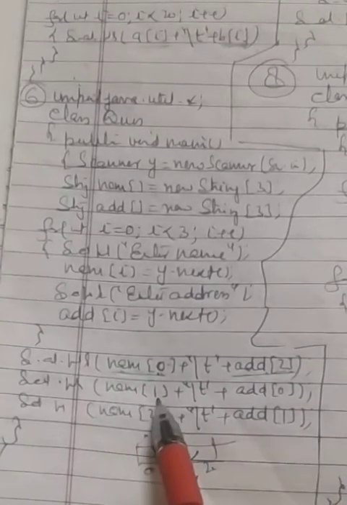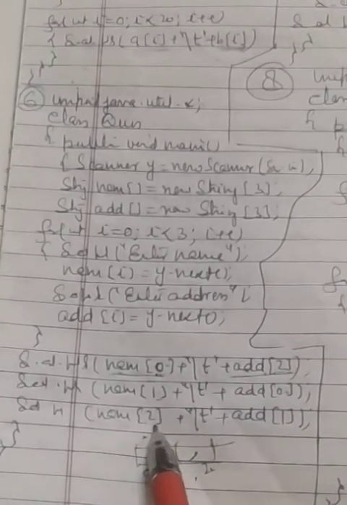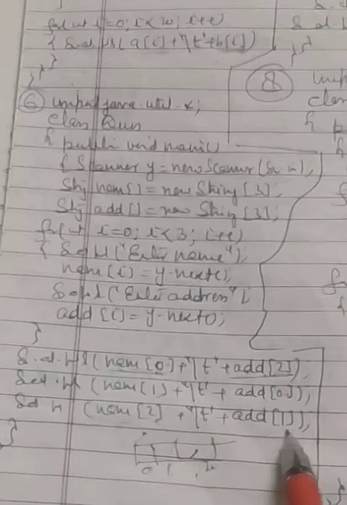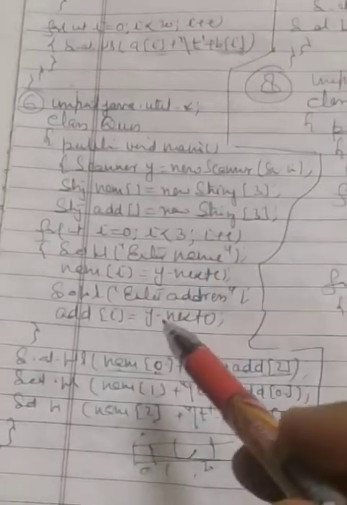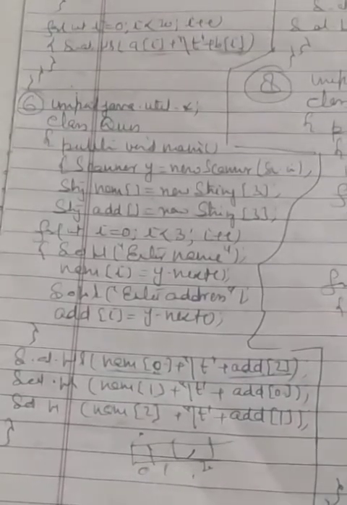The second name NAM 1 with the first address ADD 0, the third name NAM 2 will be printed with the second address ADD 1. So you can use these variables, which are stored in an array, separately also this way. So this is an example for showing this.